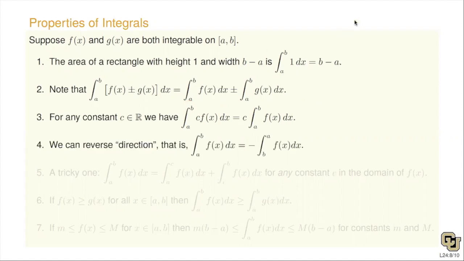So this is an interesting property. The way we think of it is that we're reversing direction. So what do I mean by that? Here on the left-hand side, I'm integrating from a to b. On the right-hand side, however, I'm integrating from b to a. And so we've reversed the order of integration. That's what I mean by reverse direction. We've reversed the order of integration. And when we do that, you get a minus sign.